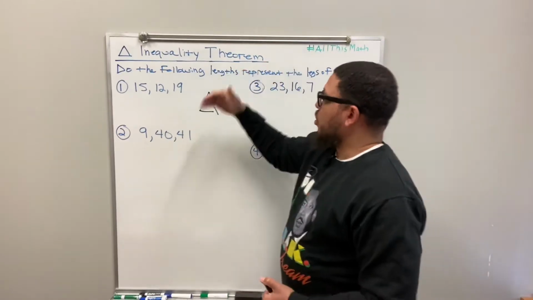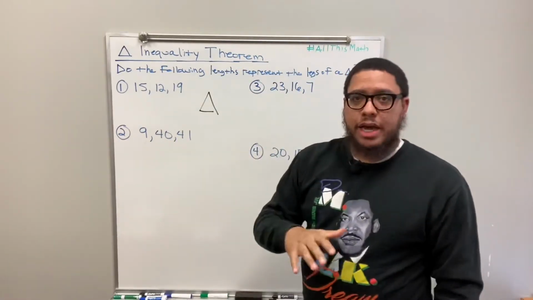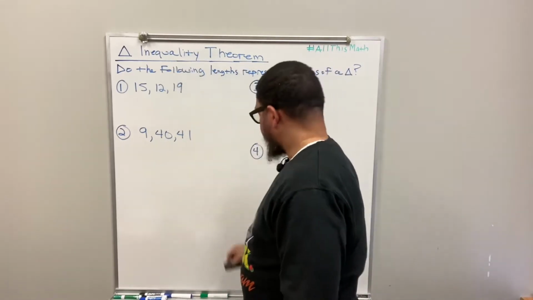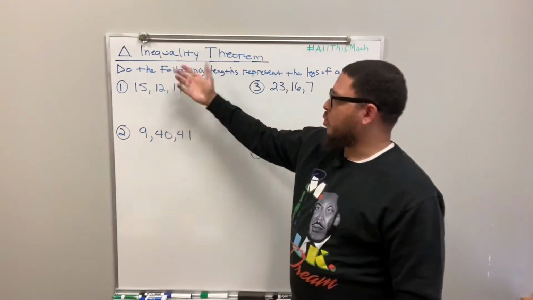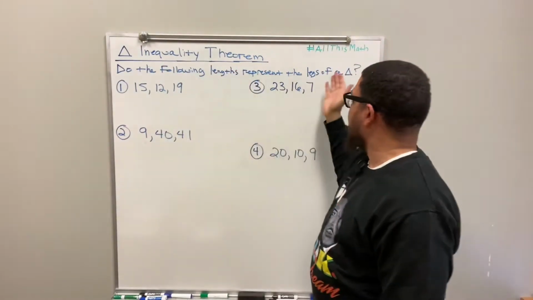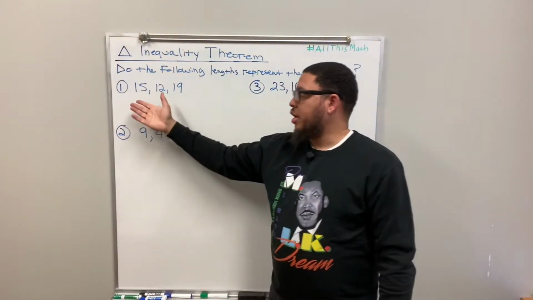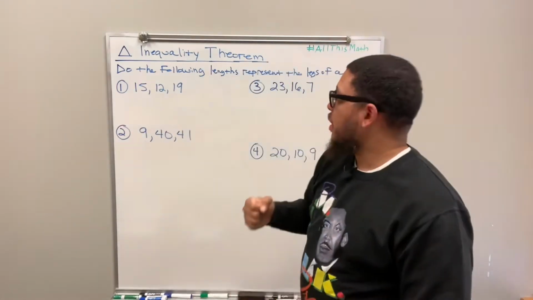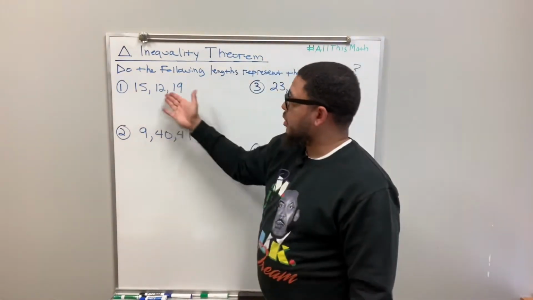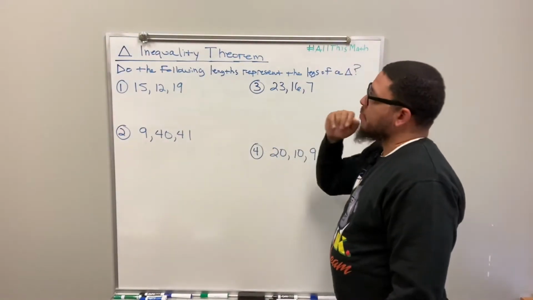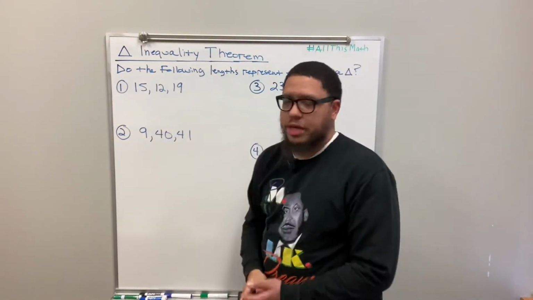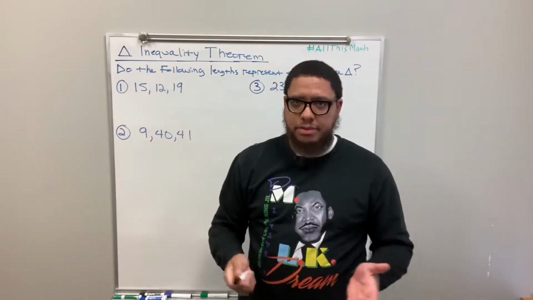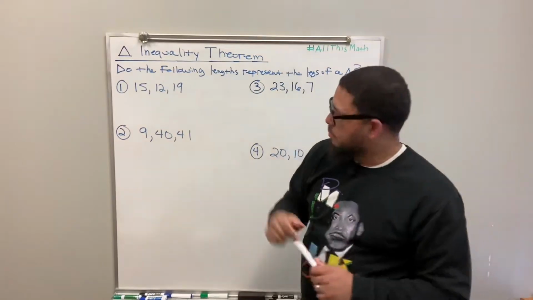What will typically happen in a geometry class, if you're covering the Triangle Inequality Theorem, is you'll be given a question like this: Do the following lengths represent the sides of a triangle? Or are these three numbers the sides of a triangle? You'll be given three numbers, and your job is to tell whether they represent a triangle. Can they be three lengths of the sides of a triangle? This is how you do it.